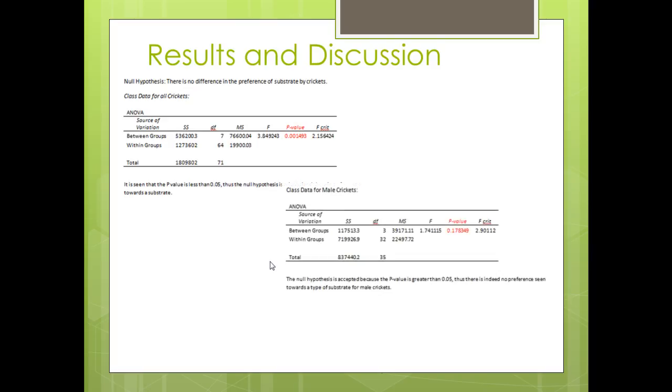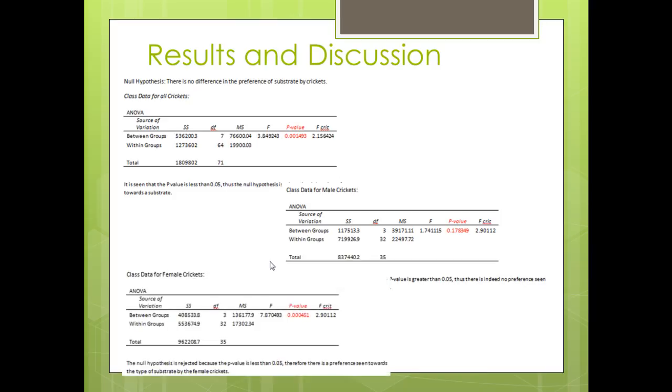Specifically for the male, from the data we compiled as a class, the null hypothesis is accepted because the p-value is greater than 0.05. So there is indeed no preference seen towards a specific type of substrate by the male crickets.